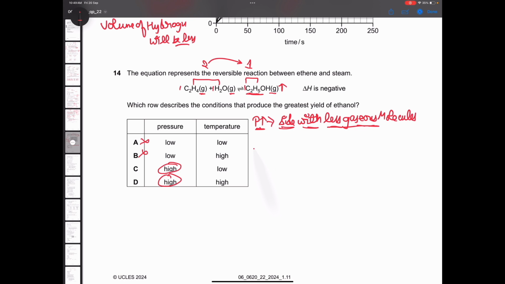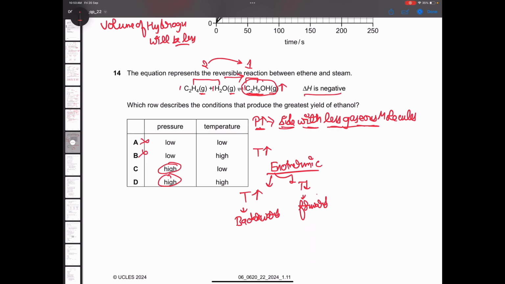Now, for temperature, in an exothermic reaction, there are two very simple points. If you increase the temperature, backward reaction is favored. And if you decrease the temperature, forward reaction is favored. We want more product. We want greater yield of the product. So we want the reaction to shift forward. And this is an exothermic reaction. So you will pick temperature decrease and pressure increase. The correct answer will be C.